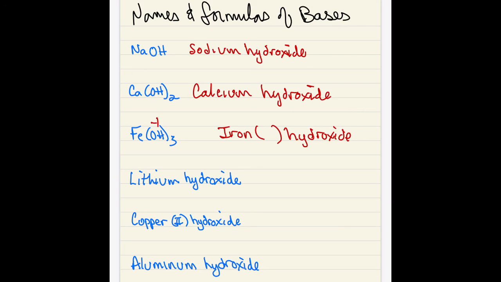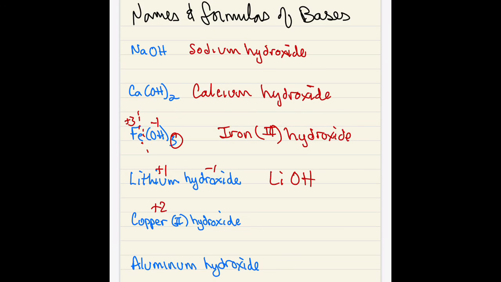Well, if we remember that the hydroxide is a -1, we have 3 of those, making the right side of the formula have a charge of -3 overall. So the iron must be +3 because it has to be neutral. Iron 3 hydroxide. Lithium hydroxide. Now we're going from names to formulas. Lithium is +1, hydroxide -1, lithium hydroxide.